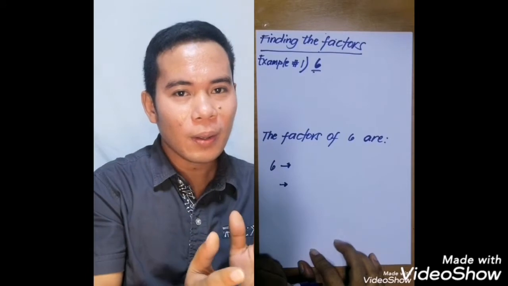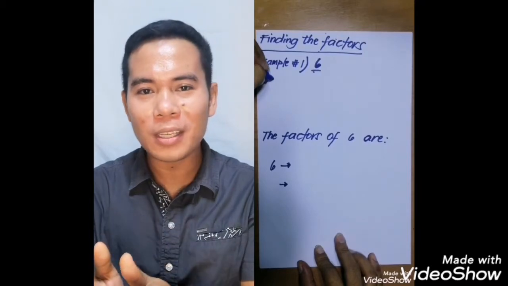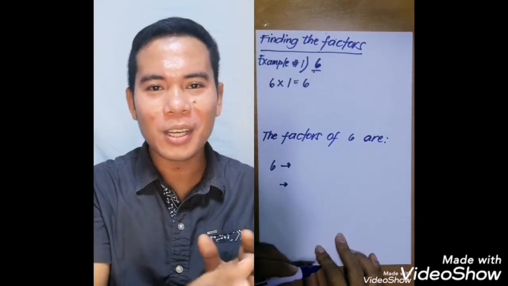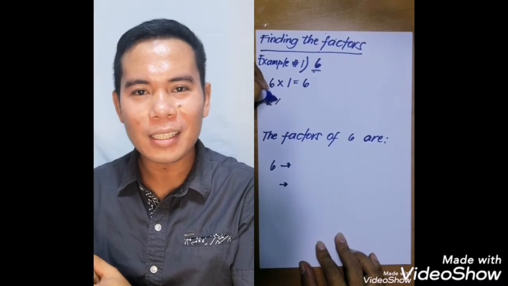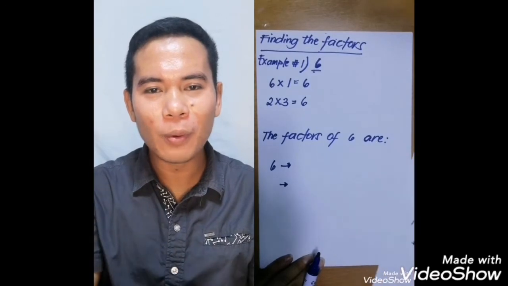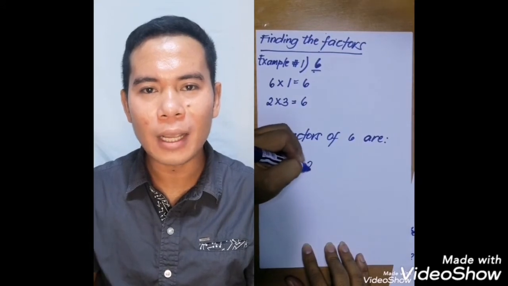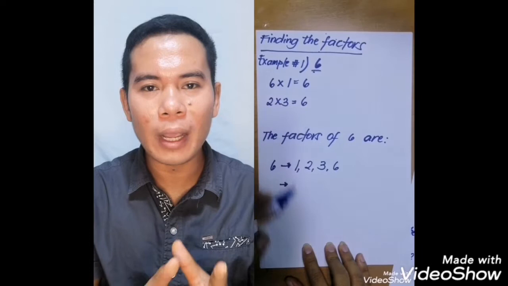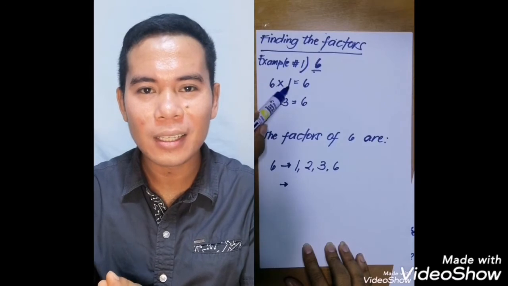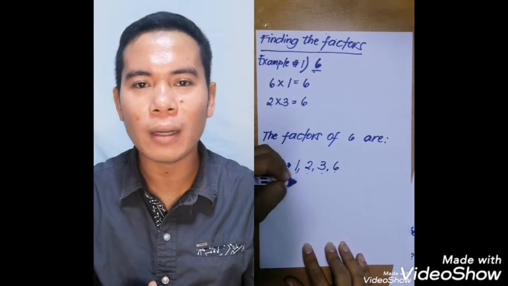So, think. Okay, that's correct. 1 and then 6. If you multiply 1 times 6, it will give us 6. What else? That's also correct. 2 times 3 will give us 6. Other pairs? No more. So therefore, I could say that the factors of 6 are 1, 2, 3, and 6. What did I do? I simply arranged the numbers that we thought of from least to greatest. So 6 has how many factors? We have 1, 2, 3, 4. Okay, 6 has 4 factors.